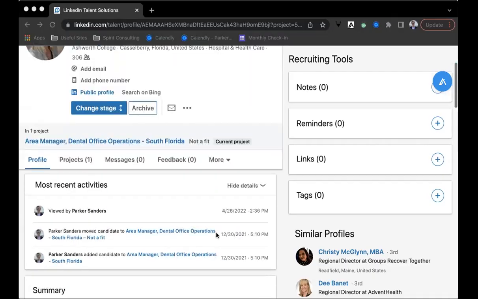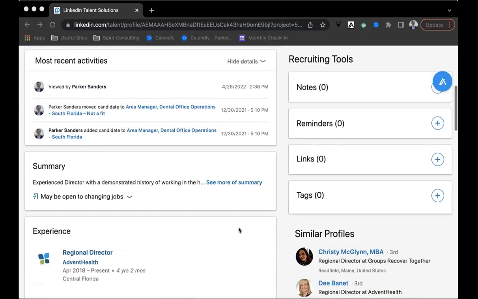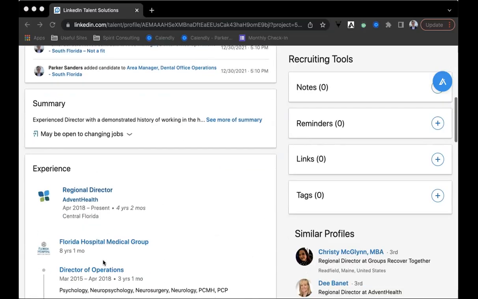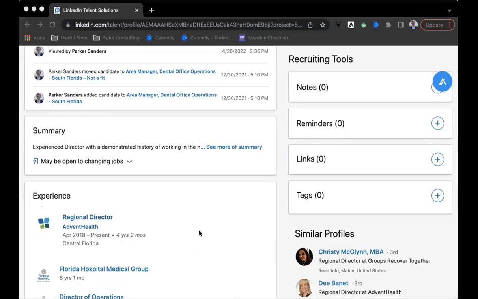But if you look a little bit more closely at her headline, you'll see that her actual title is focused on clinical mission integration rather than operations. IHS also stands for Informatic Health Systems and is more of its own subdivision. So she's actually not a fit, despite what seem like really misleading titles down here. But it's a good example of how those titles and the headlines aren't always consistent, and just paying the extra attention, checking those different boxes, looking at both, can help us save time on wasted outreach or wasted interviews.